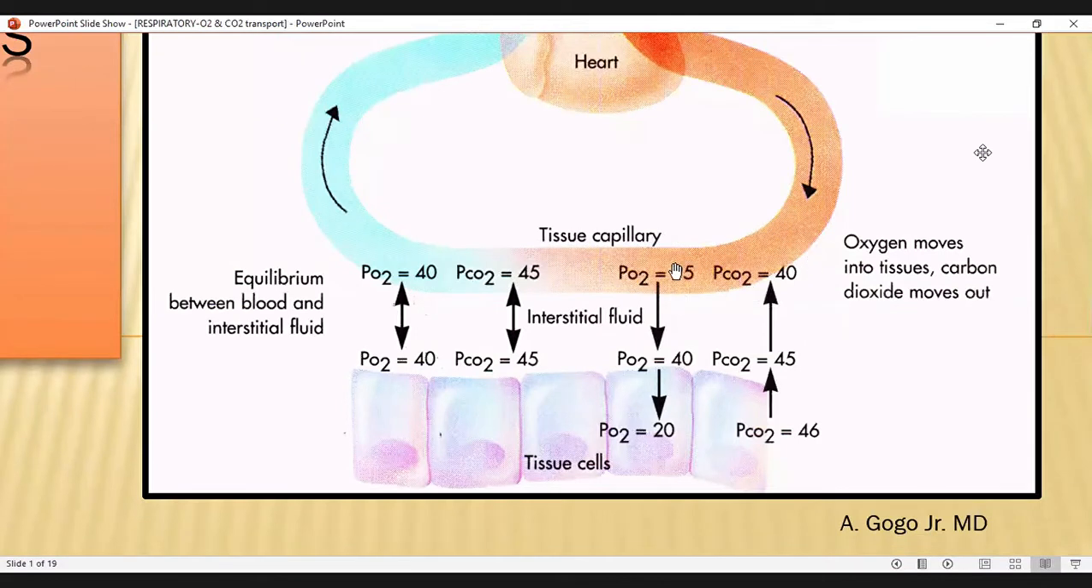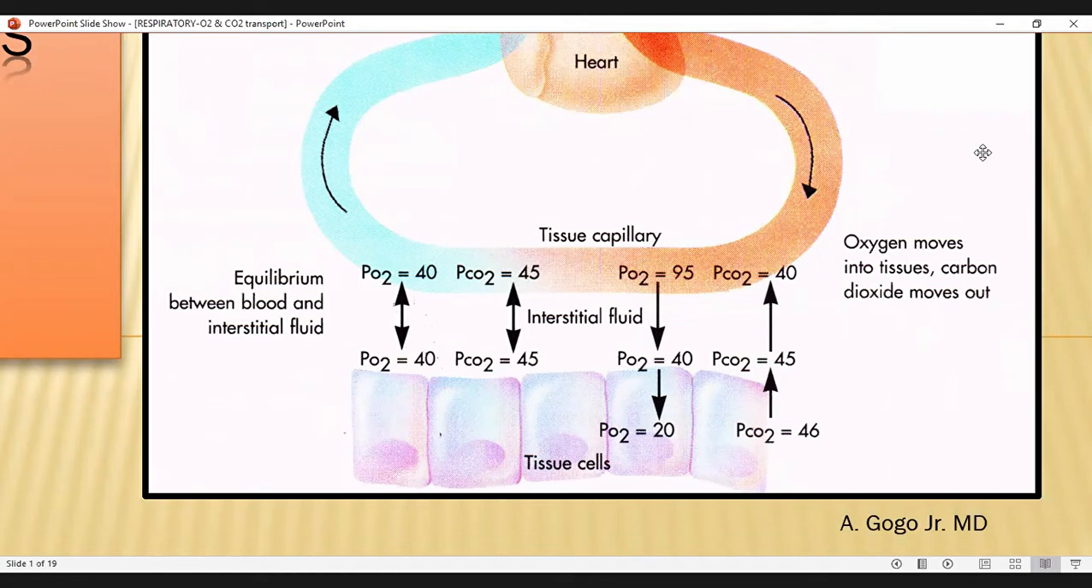The 95 millimeters of mercury, once it reaches the interstitial fluid, it is diluted with the interstitial fluid. So now it will just become 40 millimeters of mercury. And when it enters the tissue cells, this will become diluted farther and now will become only 20 millimeters of mercury. But actually the mitochondria will only utilize 5 millimeters of mercury per cell.